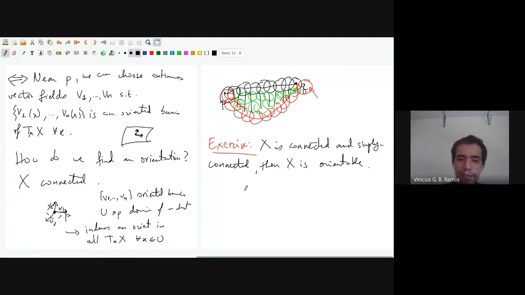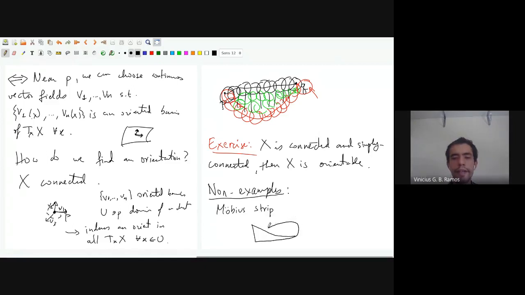But yeah, as someone said, let's talk about non-examples. I guess maybe that's the interesting thing, because we already see from this exercise that there are a lot of examples. But non-examples, I guess the most famous one is the Möbius strip. And it's actually a nice one to see exactly where this construction fails.